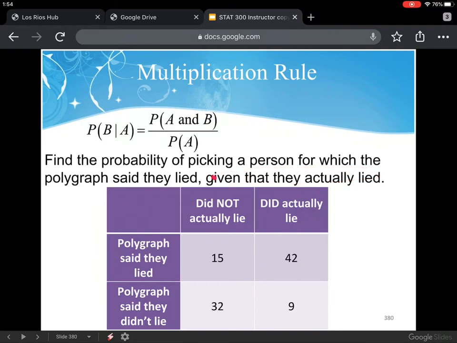So the given, right? Everything after the word given is the row or the column that you should be focusing on. And the column total in this case would be 51. And then the first part, for which the polygraph said that they lied, would be the second thing. That would be your numerator, right? So for which the polygraph said that they lied, there's this row. And so the intersection between the row and this column would be 42. 42 divided by the column total would be 42 divided by 51.